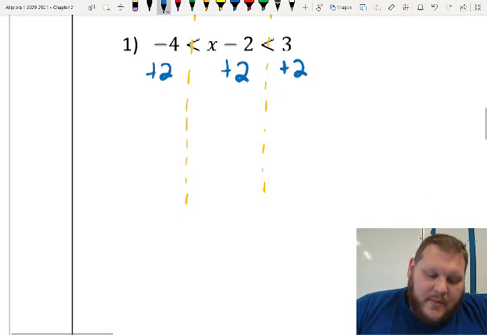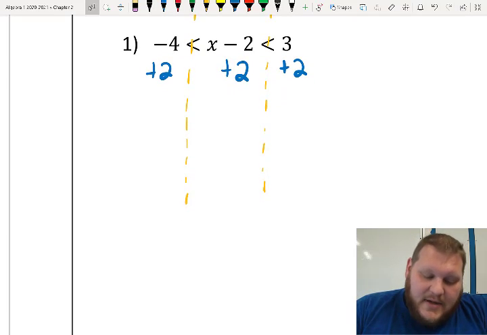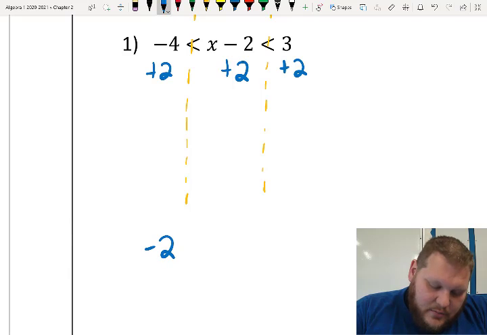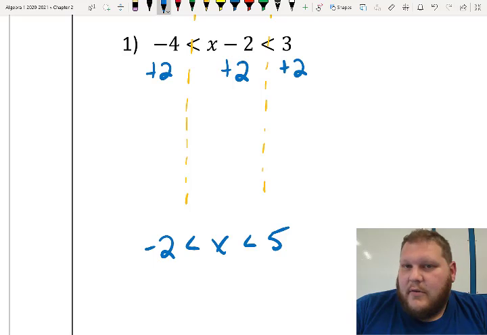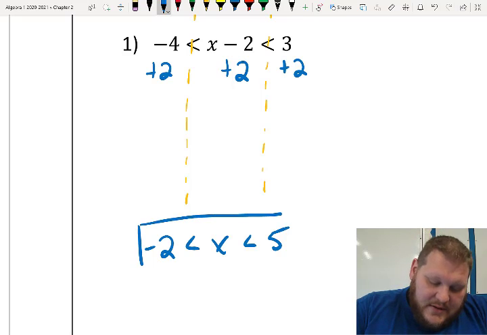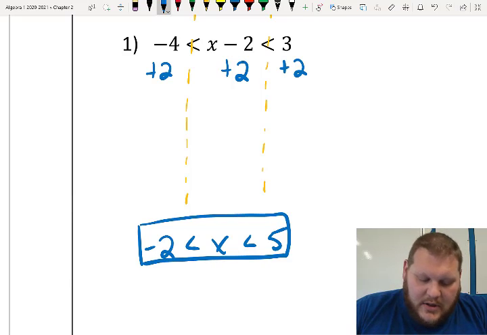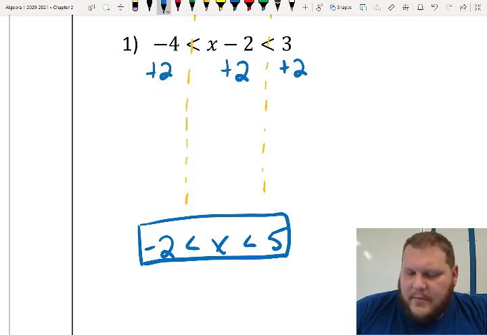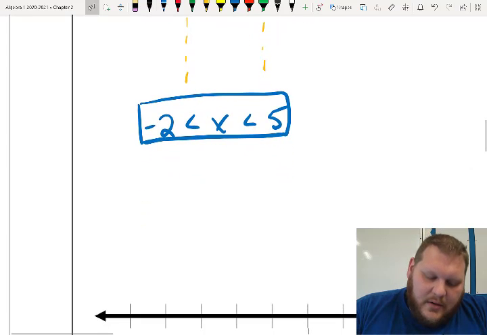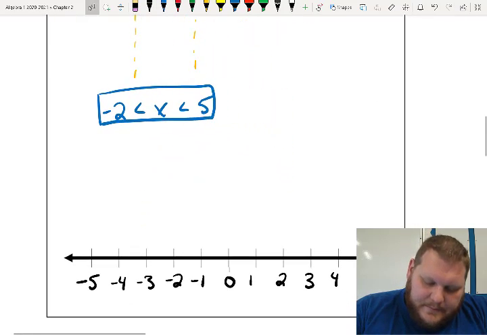So here, if I add 2 in the middle to get it just to be x, I have to add 2 on the left and get negative 2 is less than x is less than 5 on the right side. 3 plus 2 is 5. And that's my answer. So my x value is negative 2 is less than x is less than 5. So my values are all between negative 2 and positive 5.